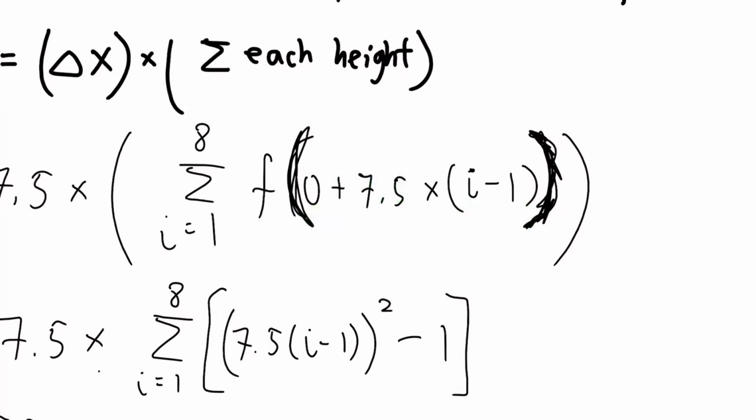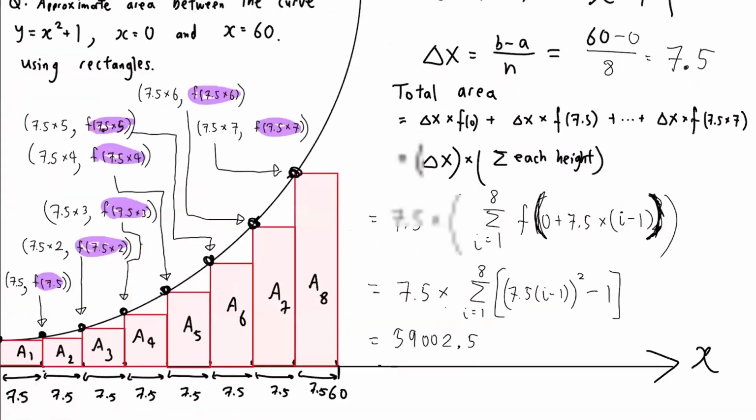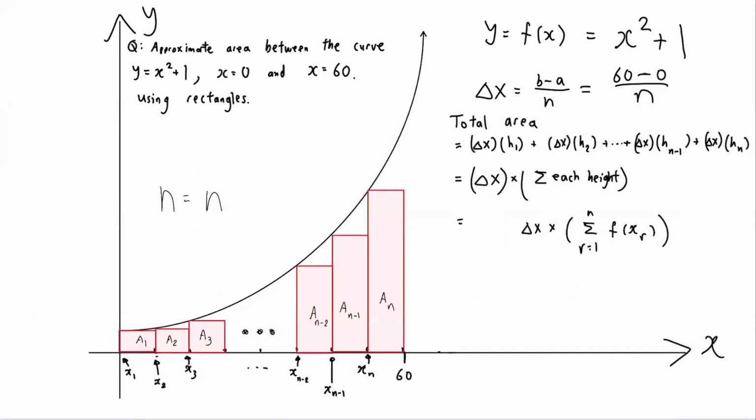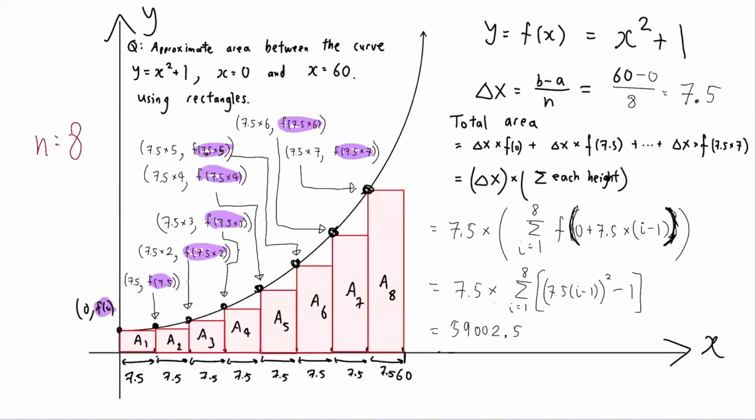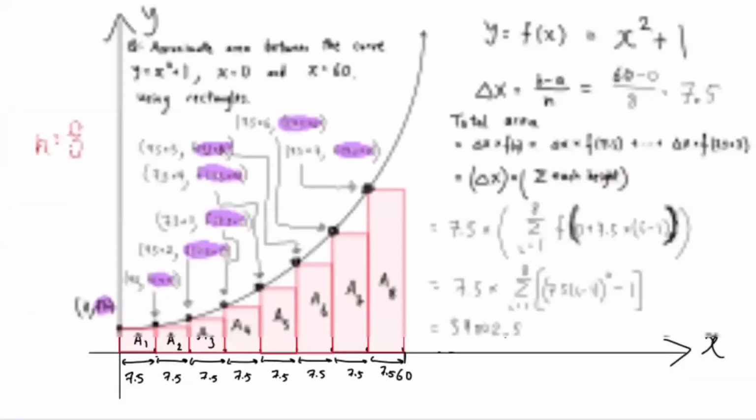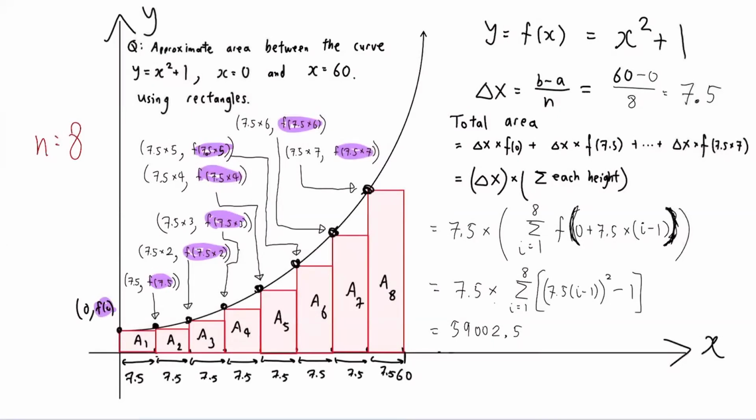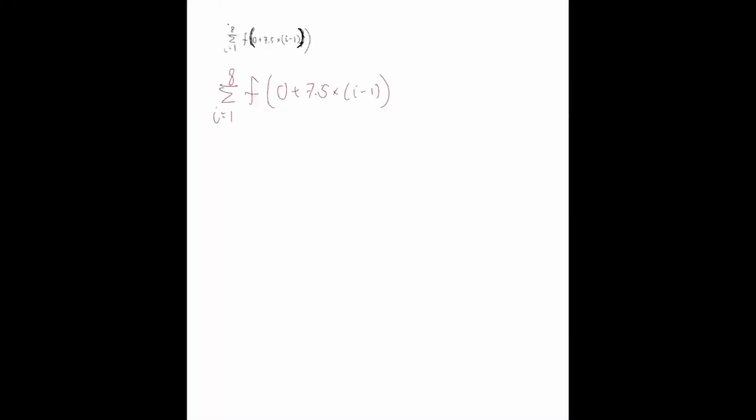What does it mean? Maybe if I just add a new slide. Oh, this is messy. Let me add a page. Okay, very laggy. Sorry. So what I mean is this summation from i equals 1 to 8 of f of 0 plus 7.5 times i minus 1, right? It's really just the sum of all the heights.